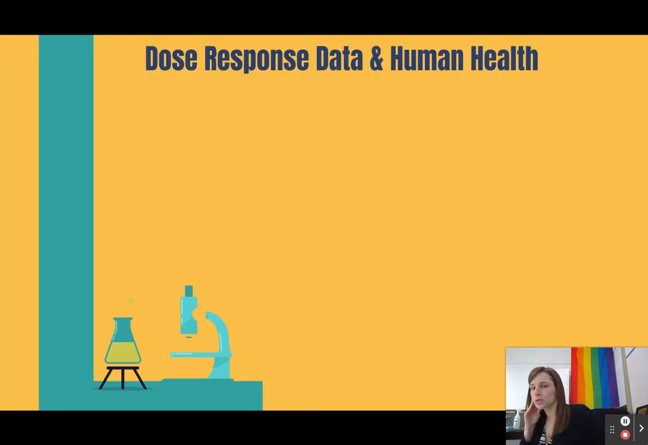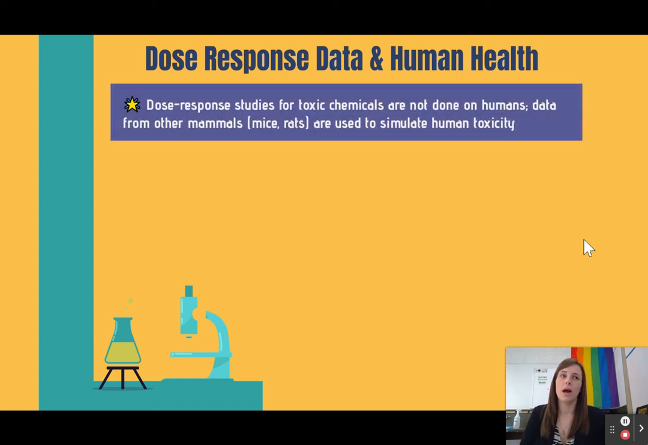So how do we get this dose response data with human health? Obviously, it's very problematic to be giving a lot of toxic things to humans and then seeing how many of them die. We can't do that. Science is against that. So instead, we have to do this on animals. This data is going to be collected usually from mammals like mice or rats because we are mammals, and they're used to simulate human toxicity.